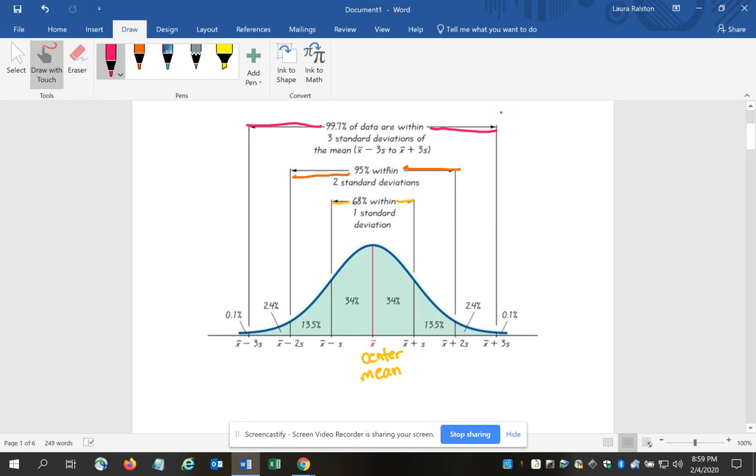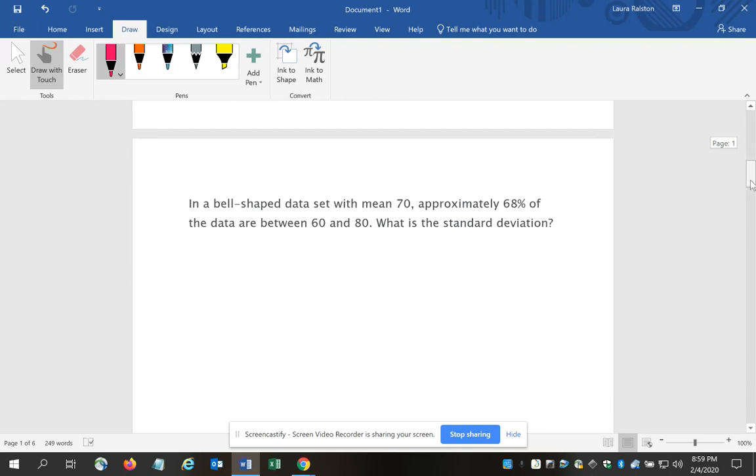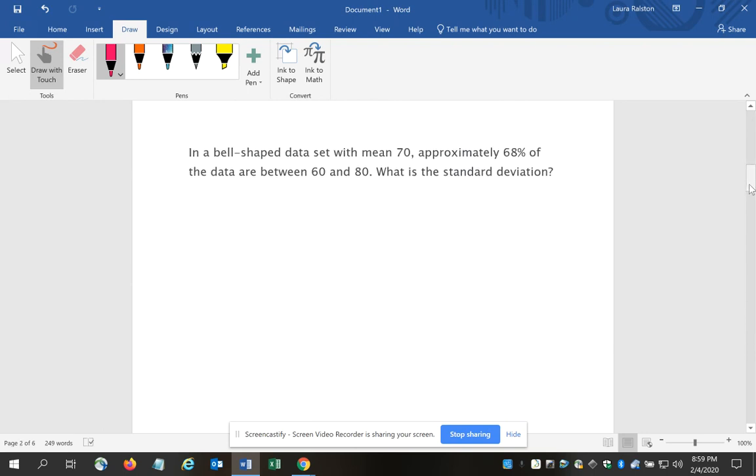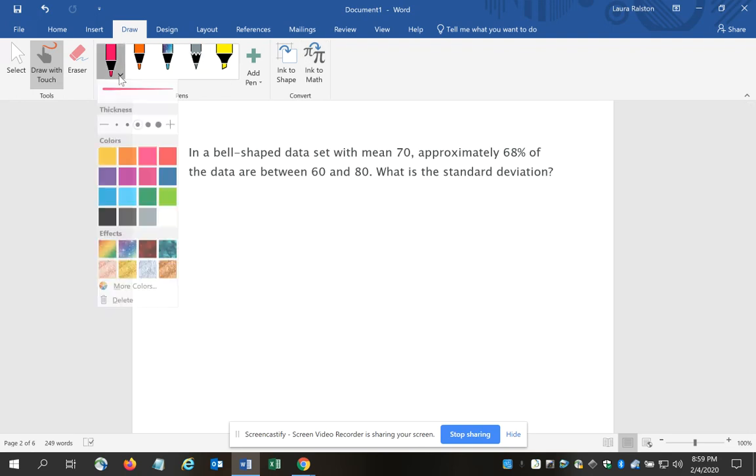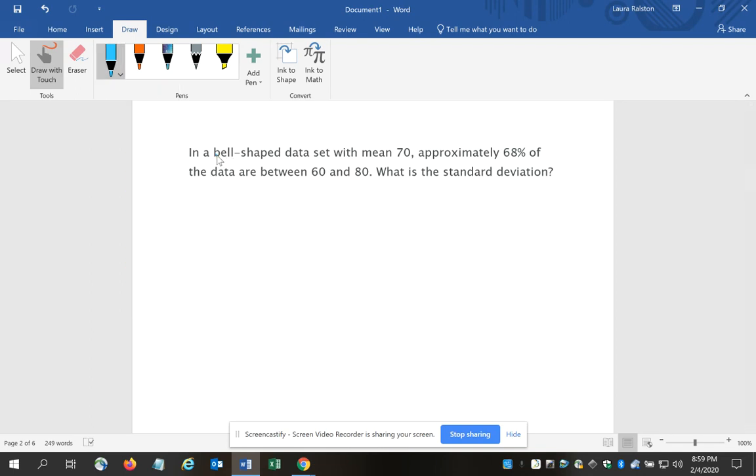I think most of you seem to understand the numbers, but you seem to be struggling with how to apply this. So let's take a look at some questions. I pulled some that are similar to the ones you had in the lesson for measures of spread, but I've changed the numbers. A couple of things we want to think about. It says in a bell-shaped data set. The fact that it talks about a bell-shaped data set lets me know right off the bat that I can apply the empirical rule.